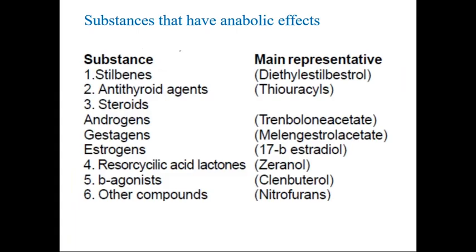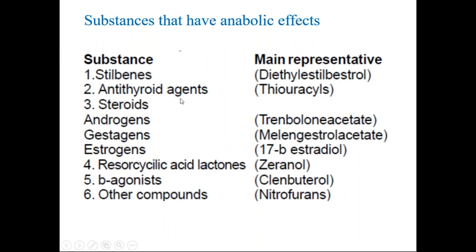Substances that are used in animal feed and have anabolic effects are the stilbenes, the antithyroid agents, the steroids such as androgens, gestagens, and estrogens, resorcylic acid lactones, the beta agonists, and other compounds. So all these are used for some purpose or the other.